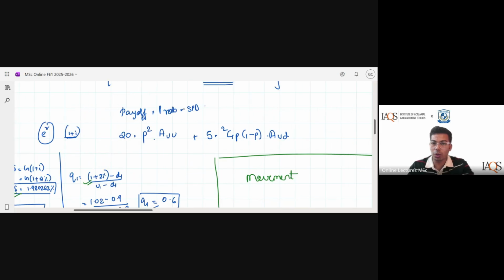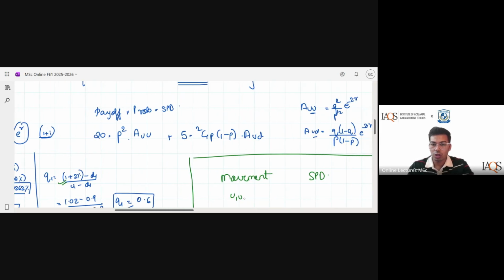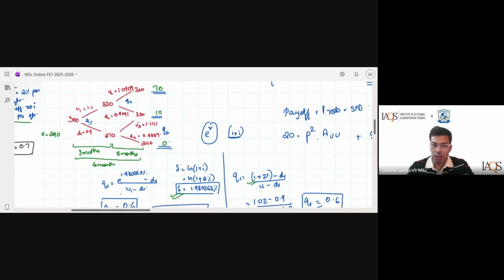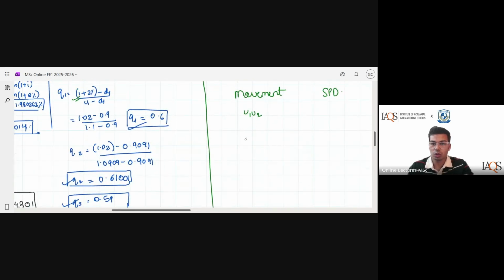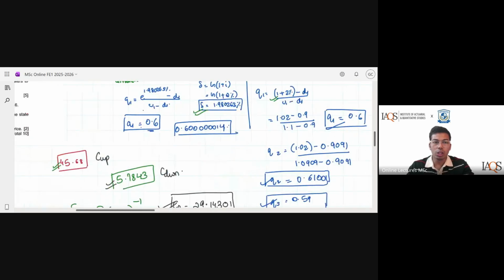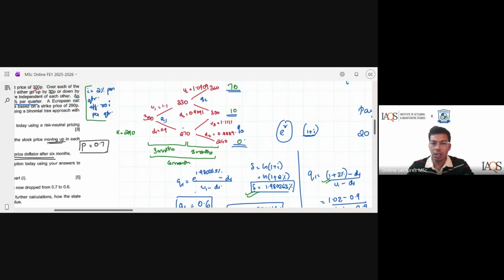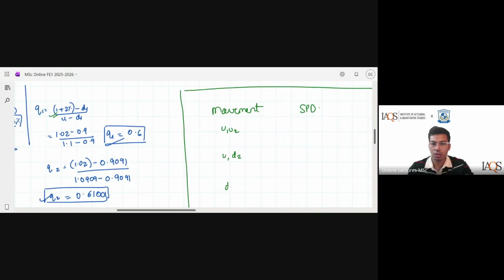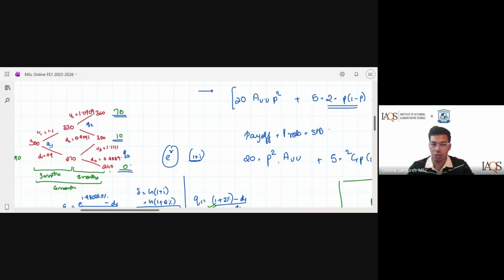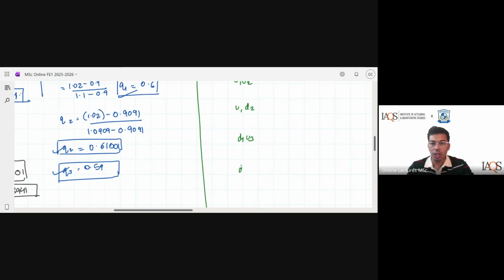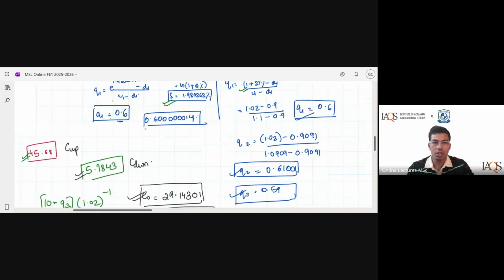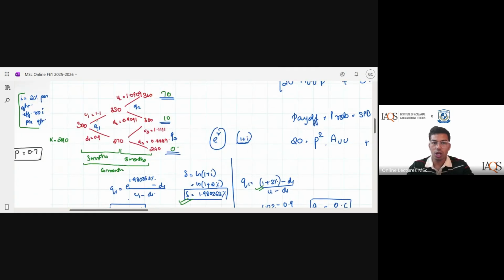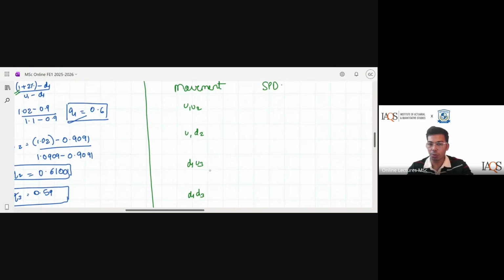The first movement is U1, U2. The second movement is U1, D2. The third movement is D1, U3. And the last movement will be both down moves, which is D1, D3. So what I've done is I've written all possible paths. You can have up move, up move; up move, down move; down move, up move; down move, down move. That's all the possible movements that I have.